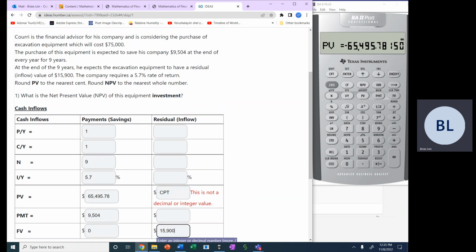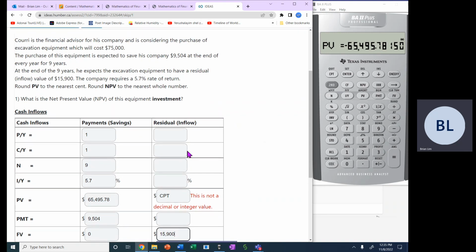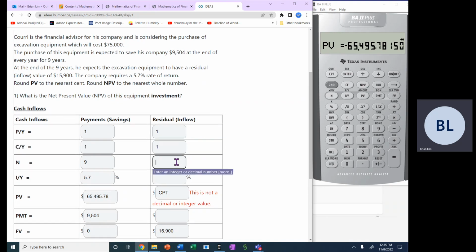Now we have a case where it's more the compound interest type of question. So CY is 1, and so will PY also be 1, because for compound interest PY and CY are the same. N will also be 9 because it's 9 times 1. And the interest rate is still the same, 5.7, that is the rate of return the company requires.